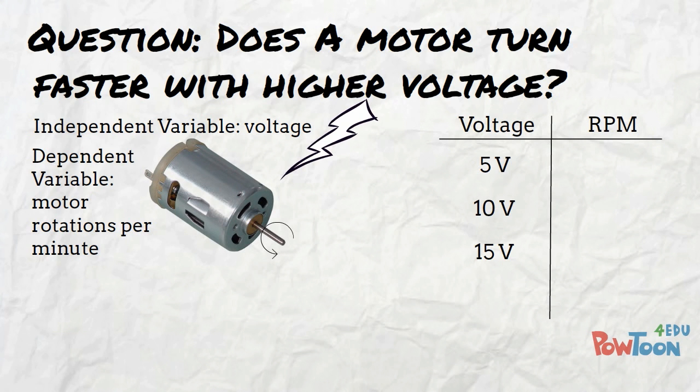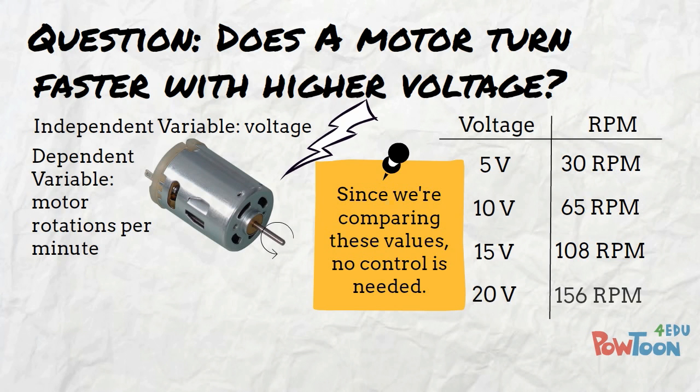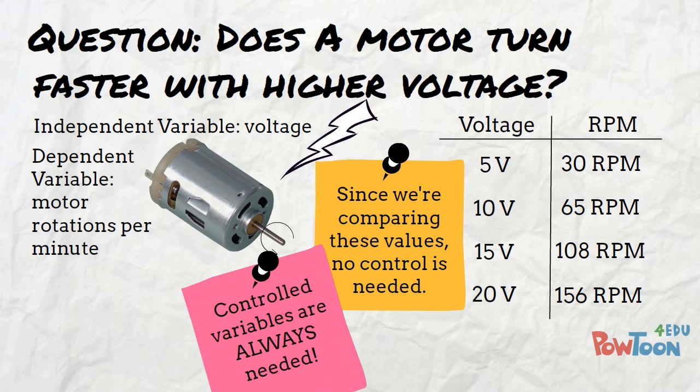Another type of experiment involves conducting several trials with different values for the independent variable. Because you are comparing the trials to each other, a control trial is not necessary. You will still need control variables to explain the differences between each trial. Whether you need a control will depend on your experiment.